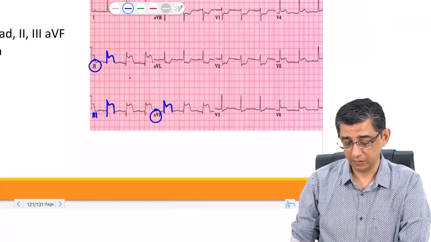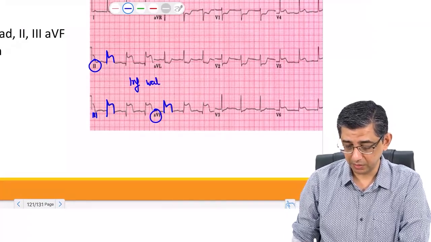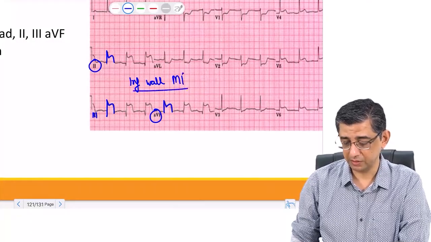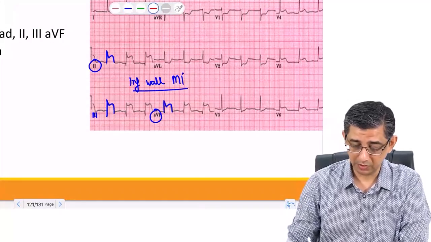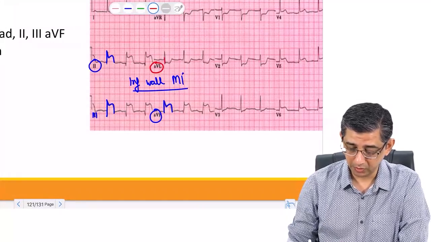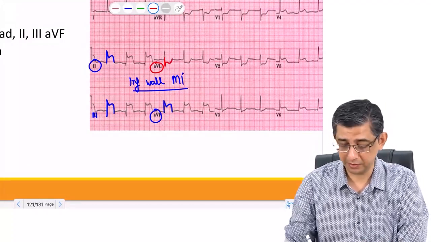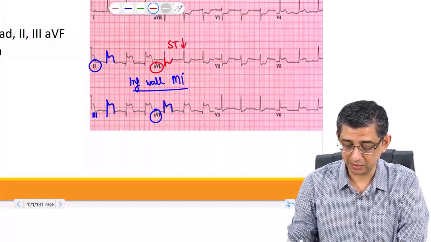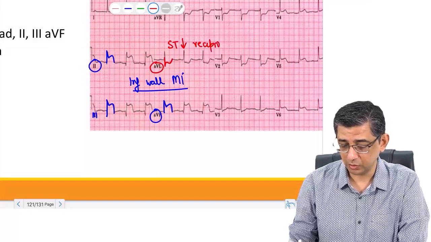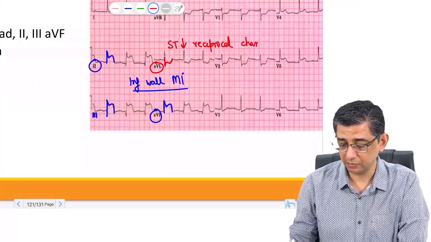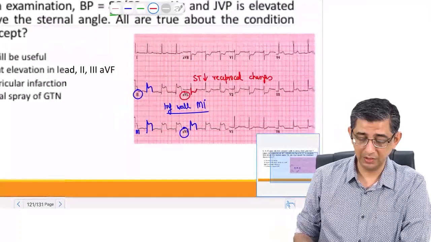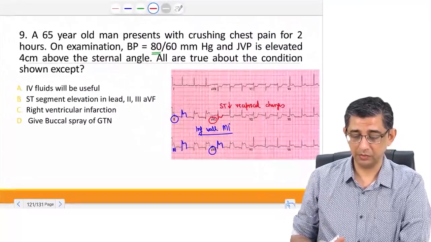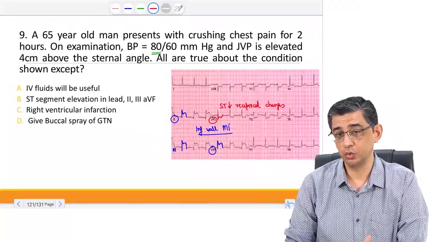Whatever is interpreted from the ECG would be an inferior wall myocardial infarction in the patient. Along with this, I can also notice some reciprocal changes, especially in lead AVL. You can notice some reciprocal ST segment depression present. I would like to call this ST depression reciprocal changes, and that always happens in inferior wall MI. If you want to be sure, just look at 2, 3, AVF and then look at the reciprocal changes in lead AVL. The question says all are true for this condition except.